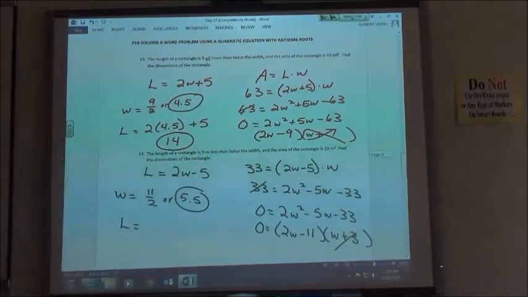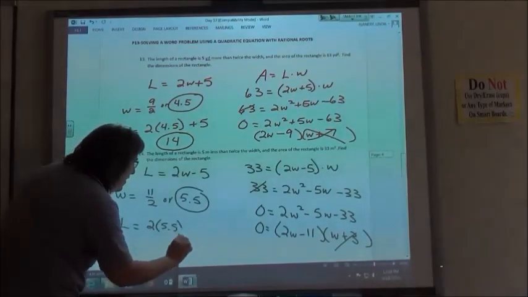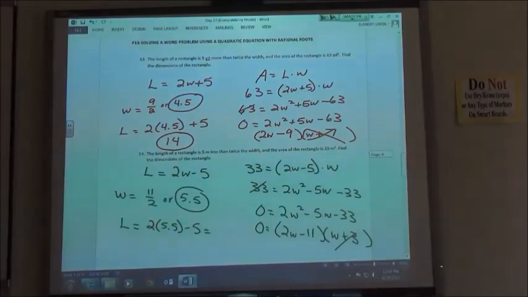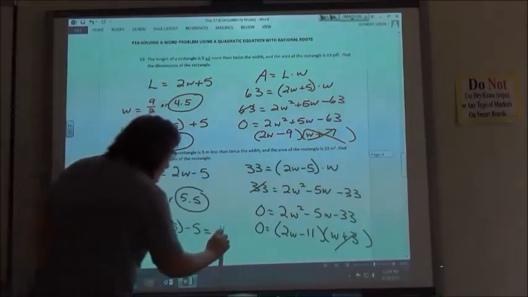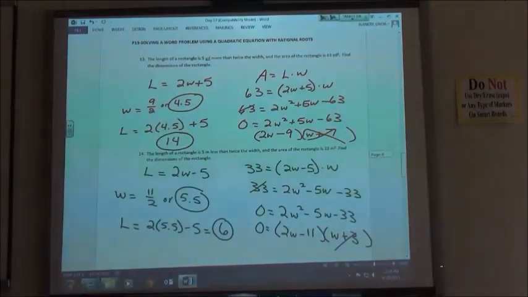I still need to find my length. So substituting that in, 2 times 5.5 minus 5 gives me what for my length? 6. 11 minus 5 is 6. And again, if you would take 5.5 times 6, you should get 33 for the area.